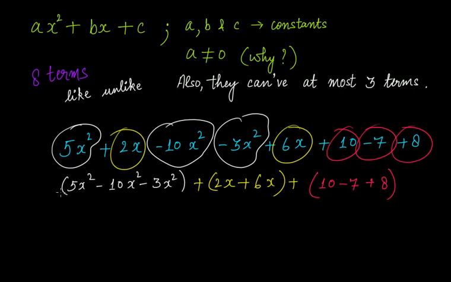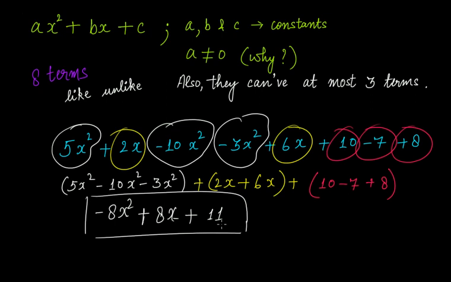These are like terms. Now if you add these together, 5x squared minus 10x squared is minus 5x squared, minus 3x squared is minus 8x squared, plus 8x, plus 10 minus 7 is 3, and 3 plus 8 is 11. Now this has three terms: ax squared plus bx plus c. It has at most three terms, where a is minus 8, b is 8, and c is 11.